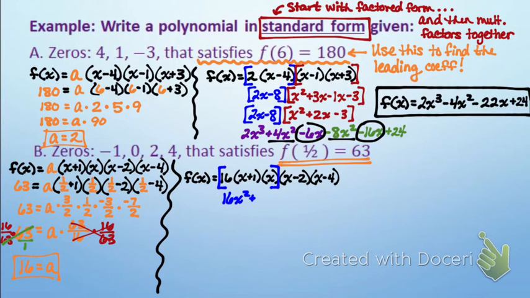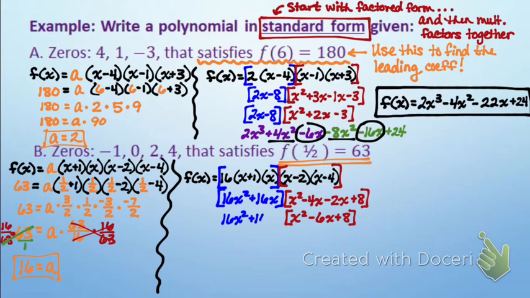16x squared plus 16x. And then we're going to multiply these two factors together. So I have x squared minus 4x minus 2x plus 8. What's that one going to be when I combine my like terms? Yes, x squared minus 6x plus 8 here.